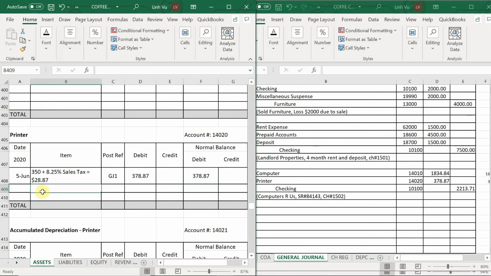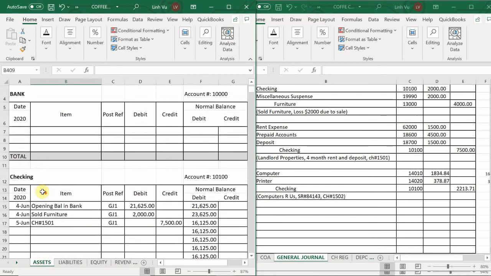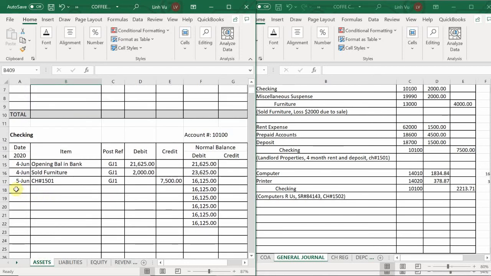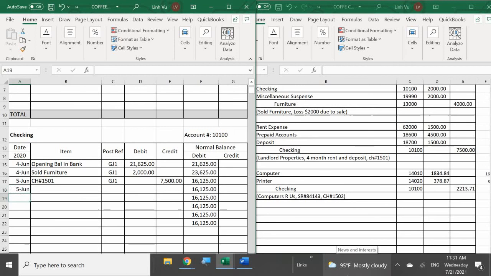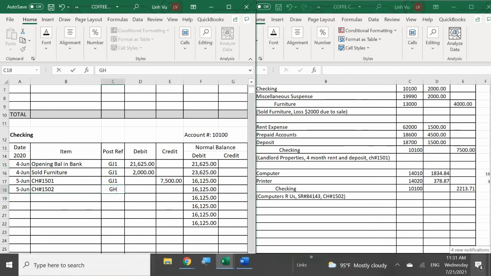Then the last account on my journal is my checking account. So I'm scrolling all the way up. Here's my checking account. And once again, I'm only going to put in just my check number, check number 1502, because that should pull up all the information that I need: that I wrote a check out to Computers R Us. And my reference point is going to be general journal number 1, and that's going to tell me the details on that transaction, saying that I bought a computer and I bought a printer.